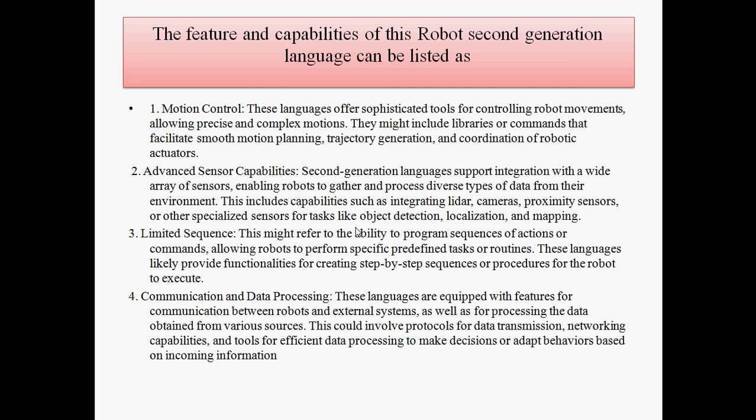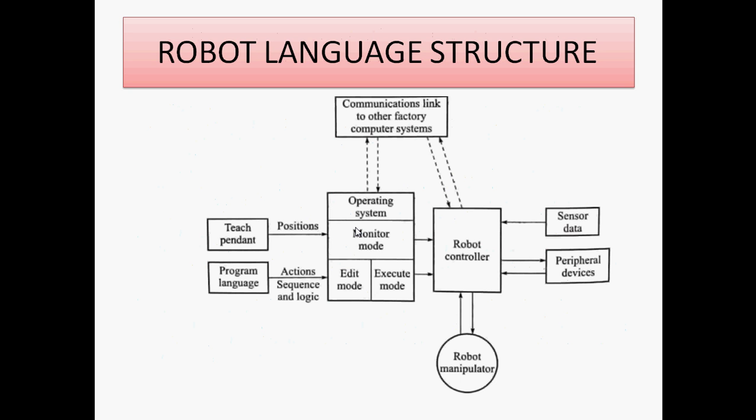So this is about the facility we are creating in the second generation. This is about the robot language structure. Here the robot controllers we are taking from the teach pendant, as well as the positions we can get from the teach pendant.